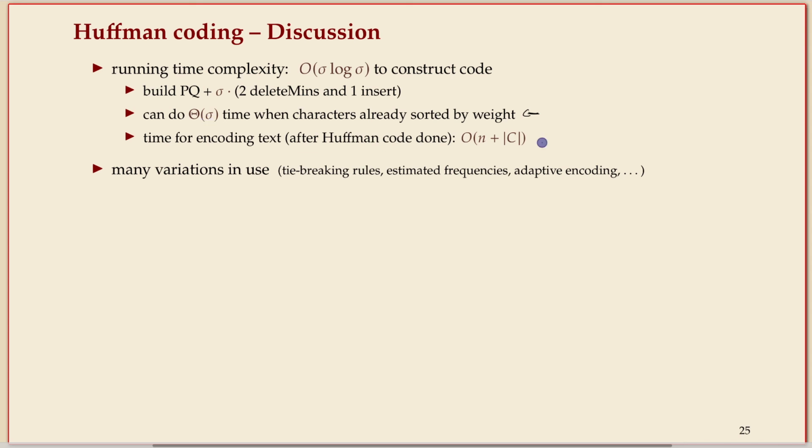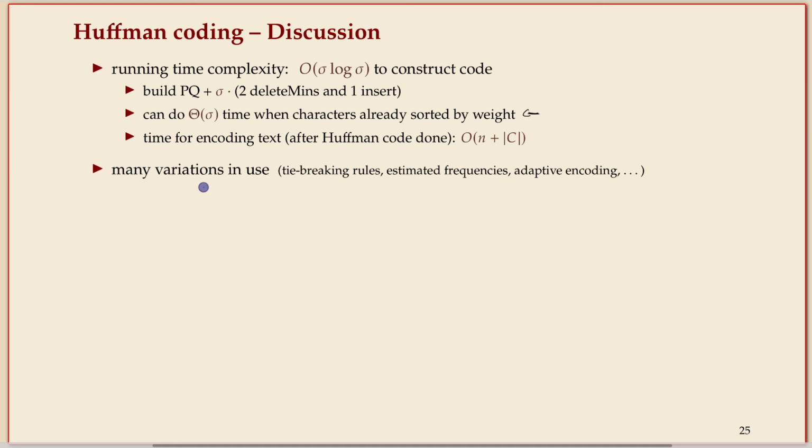Once you have the Huffman code or the code trie constructed, the time for encoding the text is essentially just as long as you need to read the text. You have to read every symbol, and then you have to write the output. But you can prepare this code word table so that each character is a constant time lookup.